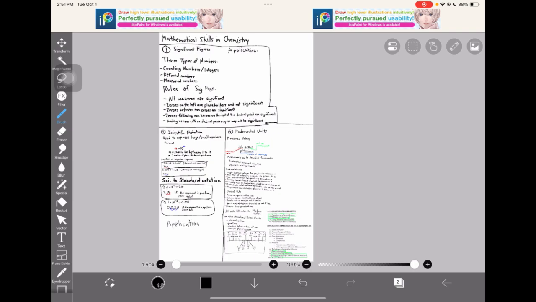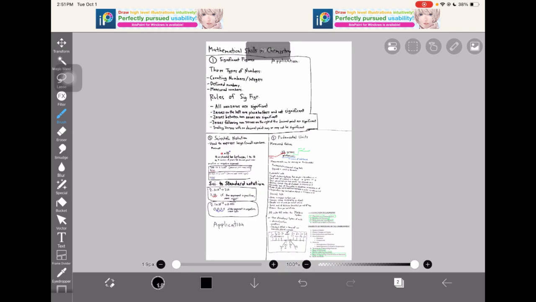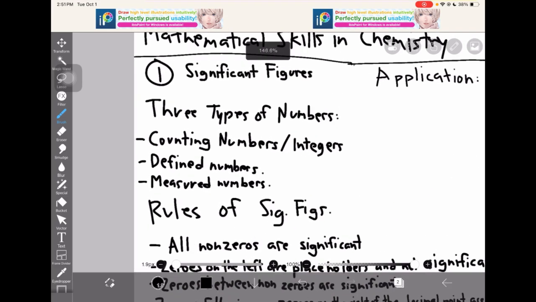Alright, the next one is a pretty complex one. It's the mathematical skills in chemistry. I've managed to list down 3 so far, and there is one last topic we will discuss under this unit, but let's finish these 3 first. So in significant figures, there are actually 3 types of numbers.